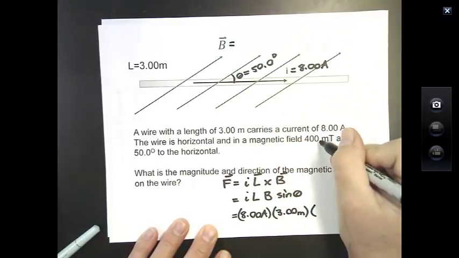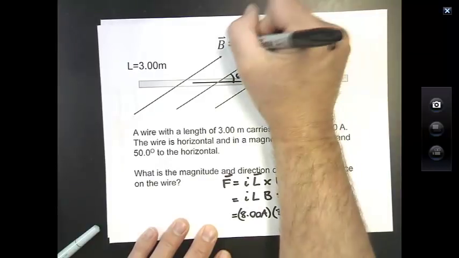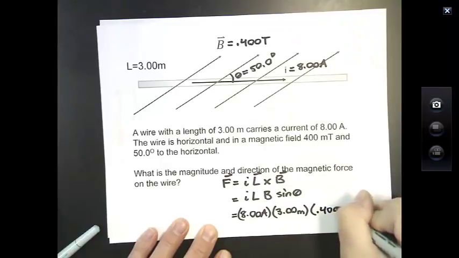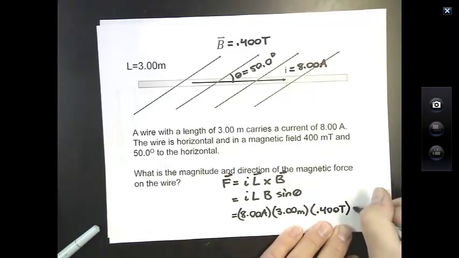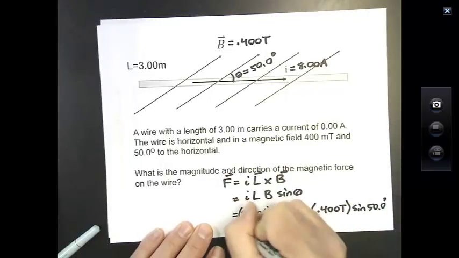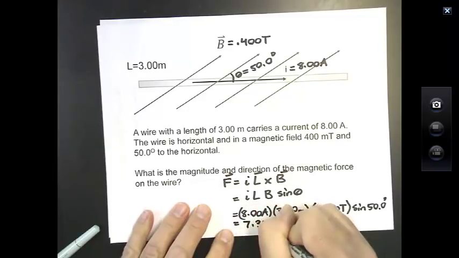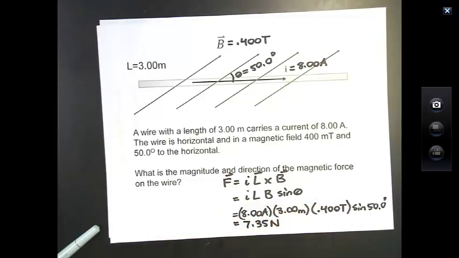So milli is 1, 2, 3, so we'll say 0.400 teslas. Multiply by the sine of 50 degrees so that we get our vectors right. And if we punch that out, it turns out to be 7.35 newtons of force. If I didn't press the wrong button on my calculator somewhere, you can check me. I think it's 7.35 newtons of force.